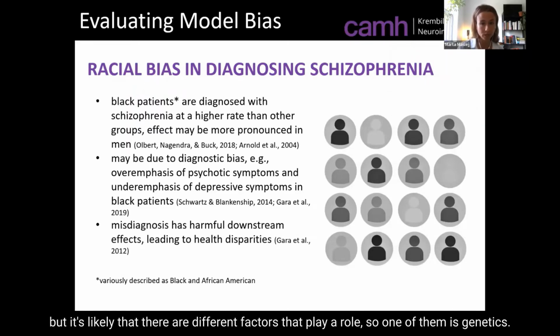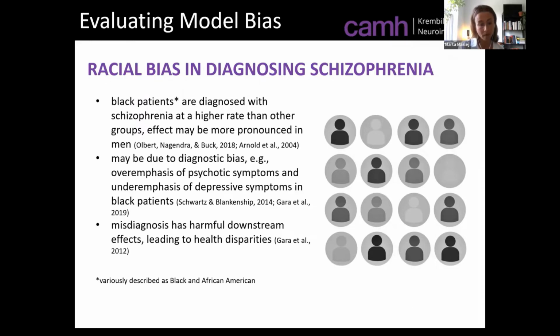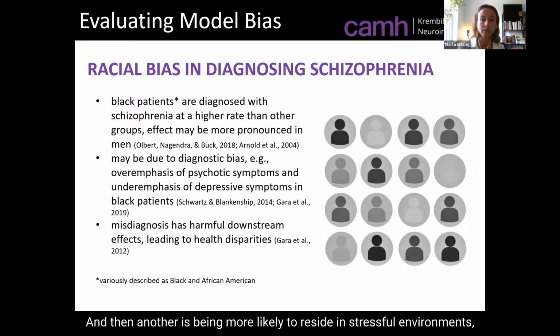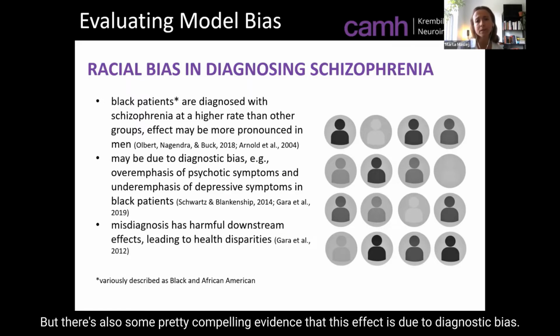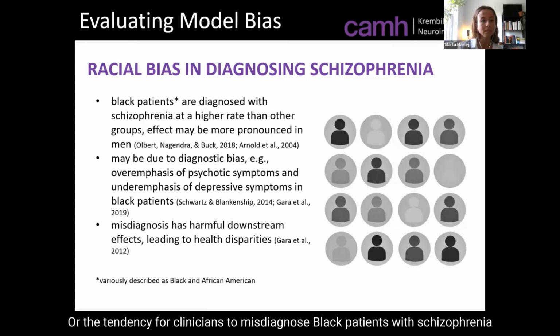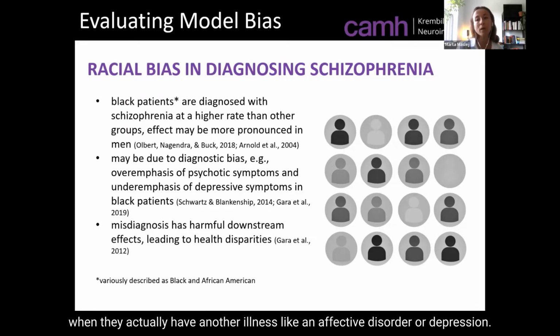So one of them is genetics. And then another is being more likely to reside in stressful environments, which can be a risk factor for developing schizophrenia. But there's also some pretty compelling evidence that this effect is due to diagnostic bias, or the tendency for clinicians to misdiagnose Black patients with schizophrenia when they actually have another illness like an affective disorder or depression.